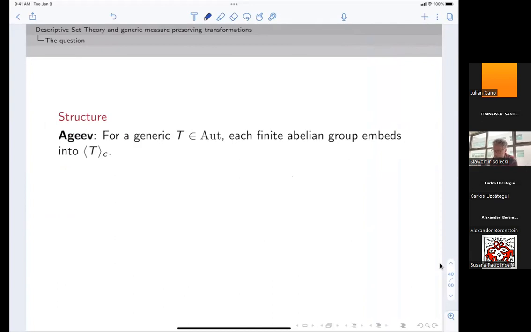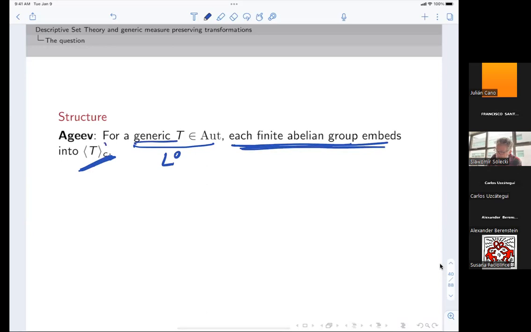on the structure of these sorts of groups. The first one was proved by Ageyev, who showed that for a generic T, these are rather large. Each finite abelian subgroup is included in that group. Why is it indicative that this might be L0? Well, the reason is that L0 very easily has this property. One can very easily show that L0 has this property. So if for a generic T this is L0, you get this for free immediately. But okay, so we have this indication.